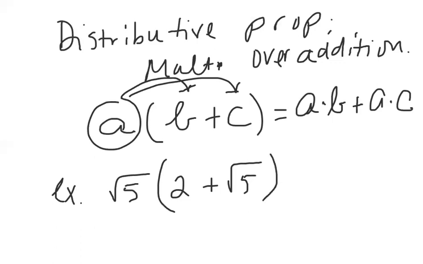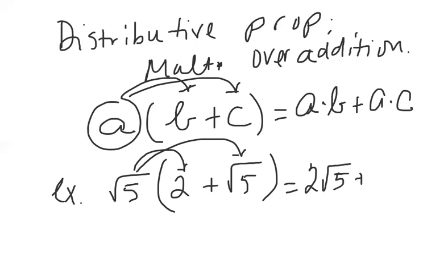If I were to take the square root of 5 on the outside of the parentheses and multiply it by each term inside the parentheses, because obviously I can't add what's inside the parentheses, this would produce 2 radical 5 plus radical 5 times radical 5, which is radical 25.